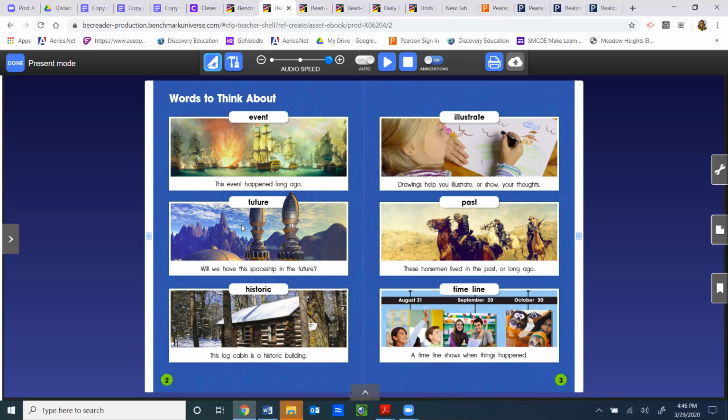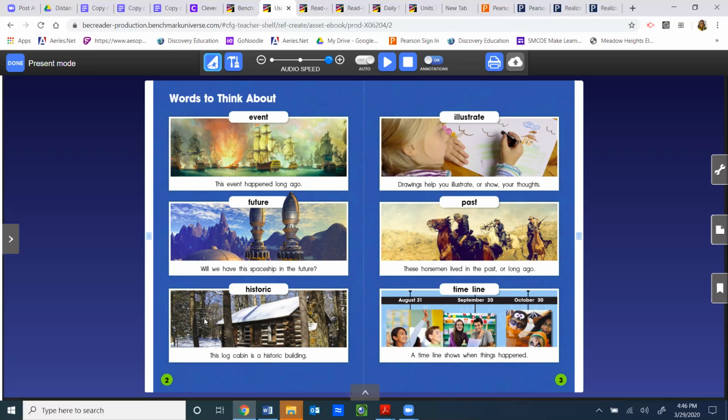Let's go to the next word, future. Will we have this spaceship in the future? So again, using this word in a sentence, future means things that have not yet happened. So tomorrow is the future, it hasn't happened yet.